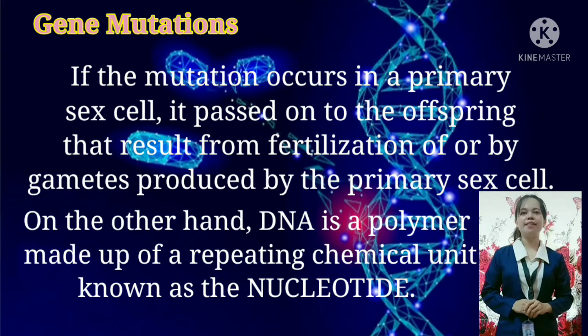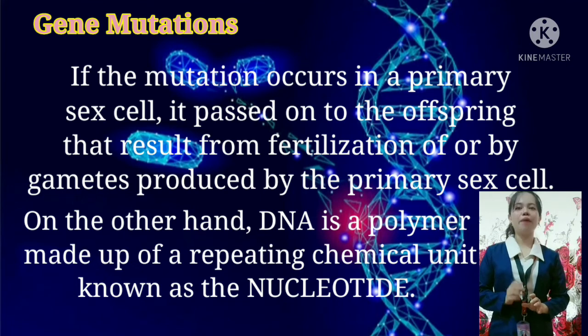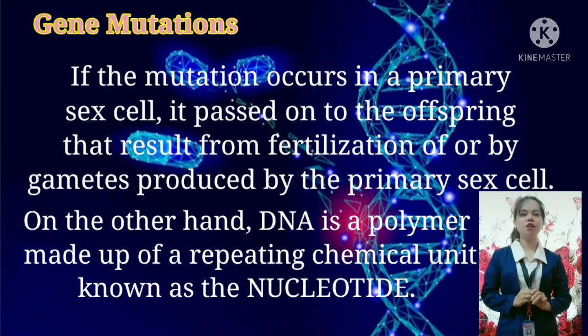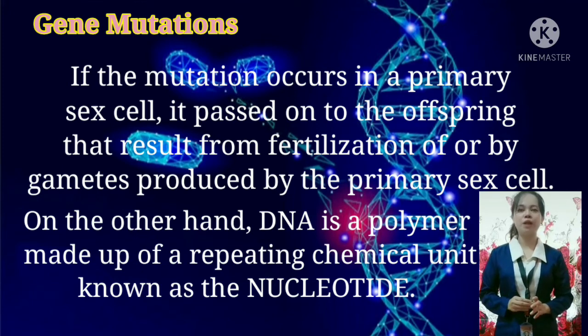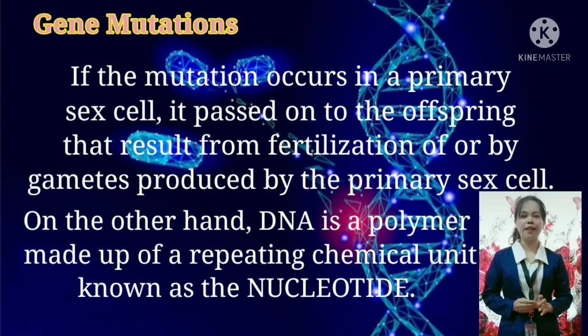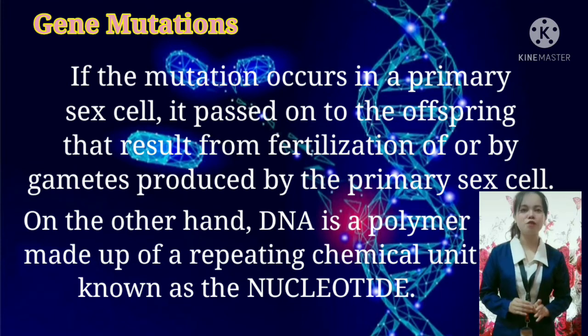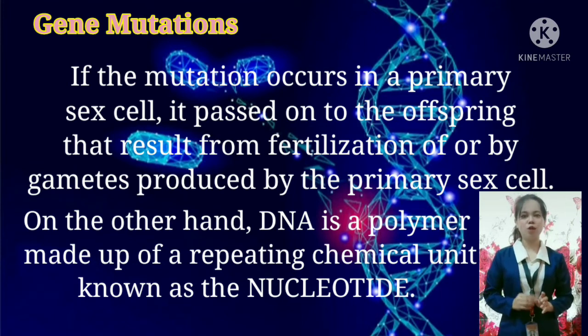On the other hand, DNA is a polymer made up of a repeating chemical unit known as the nucleotide. Thousands of these units are known to comprise a single DNA molecule, making it one of the largest of all organic compounds. DNA exists in hundreds of thousands, if not millions, of different forms depending on the precise arrangement of nucleotides in the molecule. Its variability is the key to genetic variation in living things.